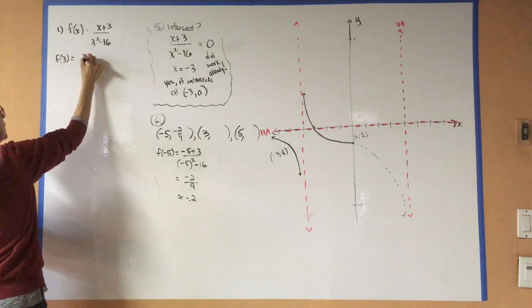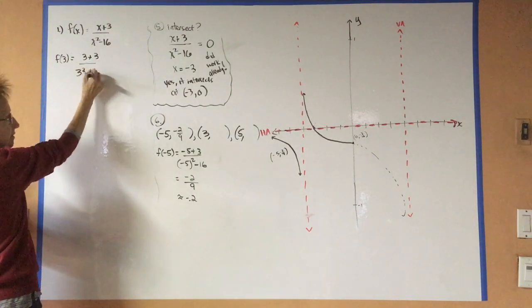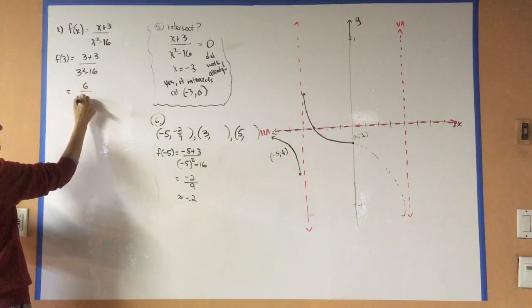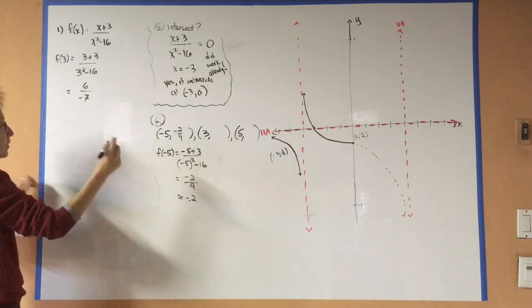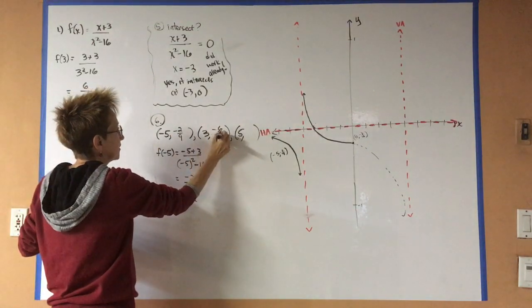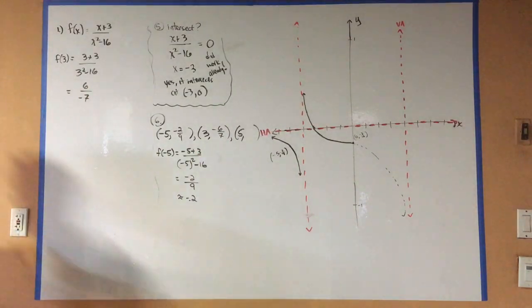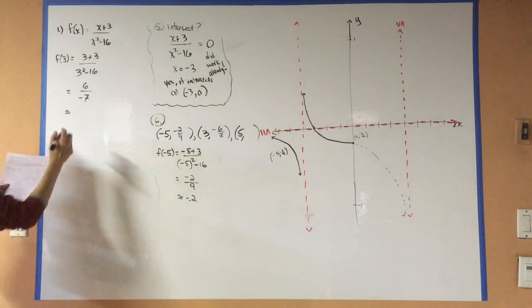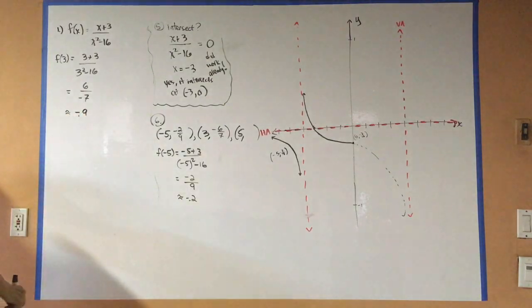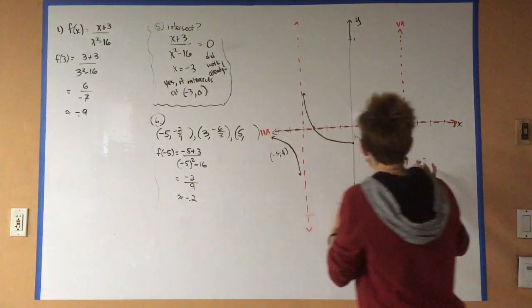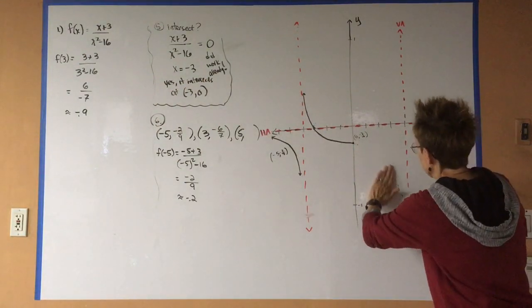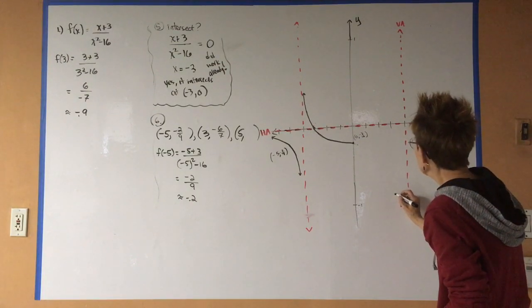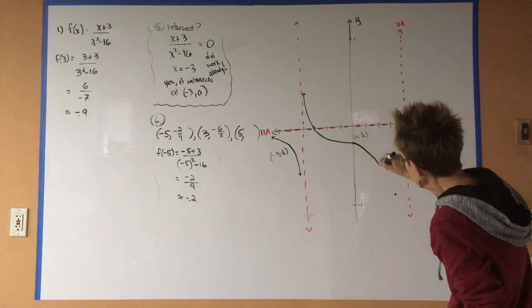So f of 3 is 3 plus 3 over 3 squared minus 16. That gives me 6 over 9 minus 16, which is negative 7. So I get 3, negative 6/7. And if I approximate that in my calculator, that was about negative 0.9 if I take it to one decimal place. That's perfect. So here's 3, here's negative 0.9 right around here. So that's exactly what I thought should be happening.